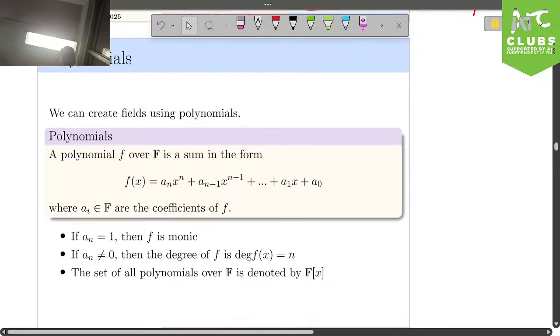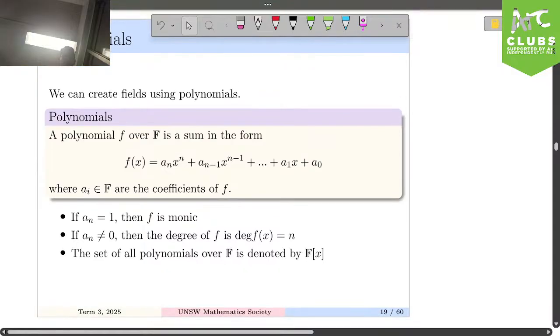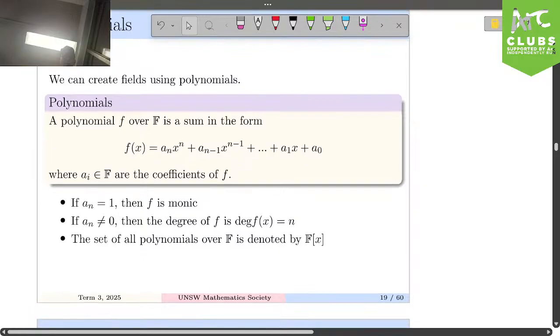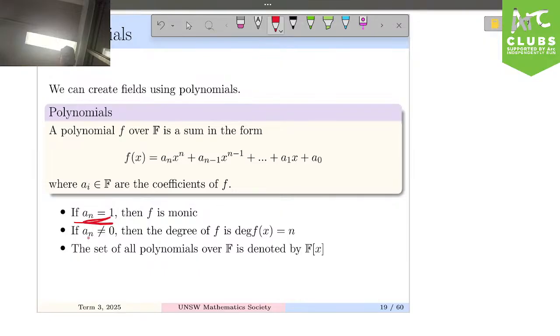Okay, so next thing, polynomials. We all know what polynomials are, right? We've done so much of this in high school. If a_n is equal to 1, then f is called a monic polynomial. If a_n is non-zero, then the polynomial has degree n, right? So if it was 0, then you wouldn't even have this term, and we'd just say it's degree n minus 1.